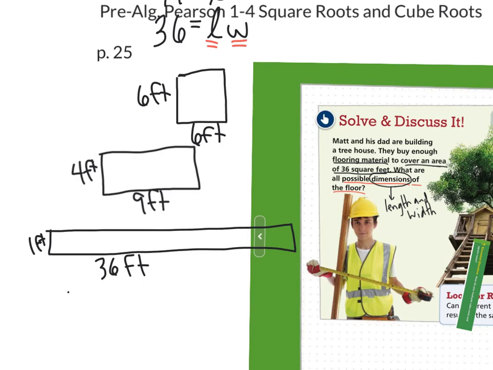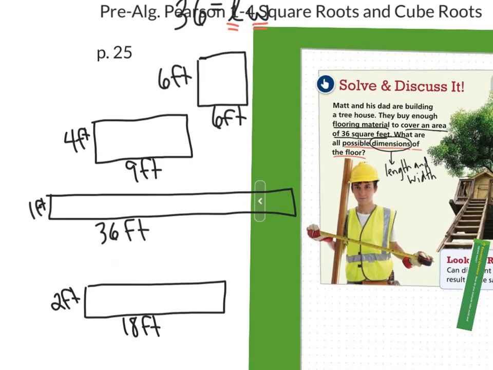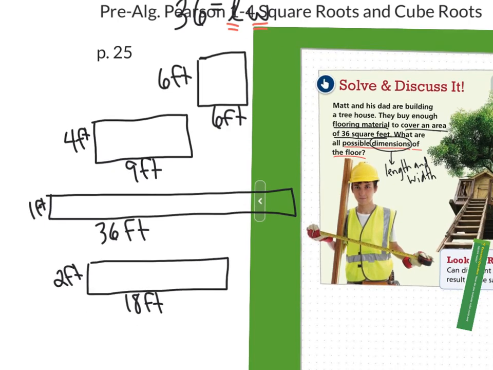Another option, still maybe a little hard to work with, would be 2 feet by 18 feet. And I think we got one more. And so our final option would be 3 feet by 12 feet. Now, we look at those, we have 5 different options there.